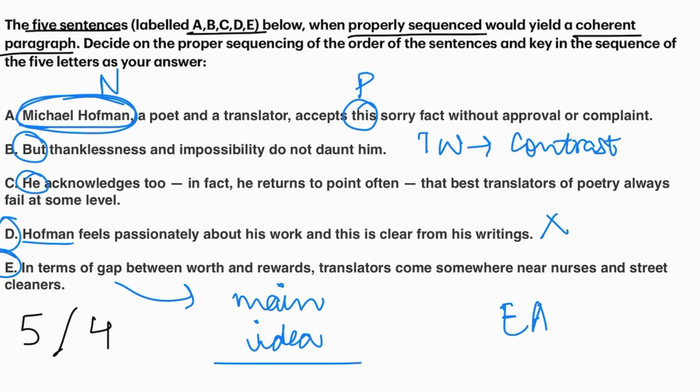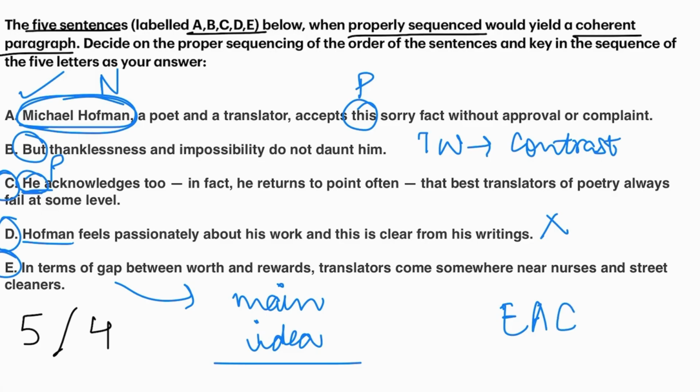And we move on to sentence C. As we can see that he acknowledges to. In fact, now he here is again a pronoun, and this pronoun might be linked. This he might be a person who is Michael Hoffman. So I am just going with the hit and trial method and I'm picking up C after A.